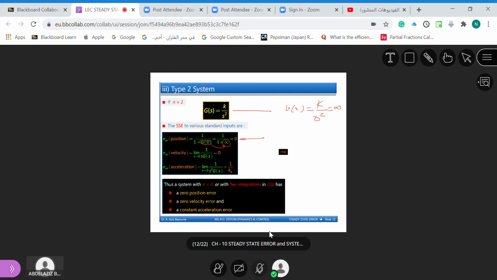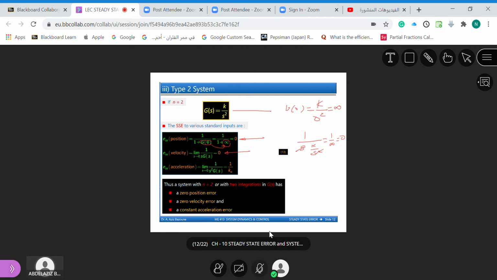For velocity, we define the steady state error to be 1 over s G of s. You remember G of s is k over s squared. You simplify s with s, and you have k over s. K over s, it goes to where, Shabab? When s goes to 0, k over s goes to infinity. So it will be 1 over infinity, and this will give you 0. So 0 steady state error.